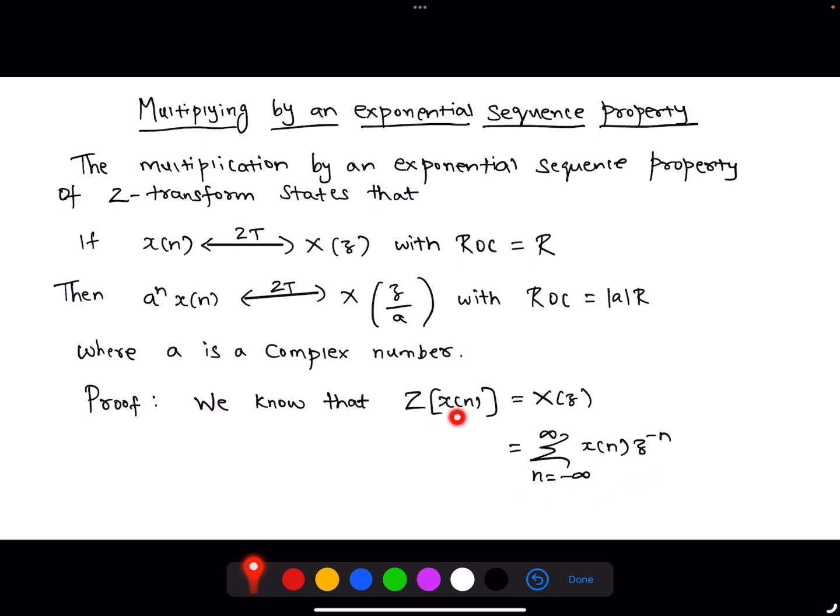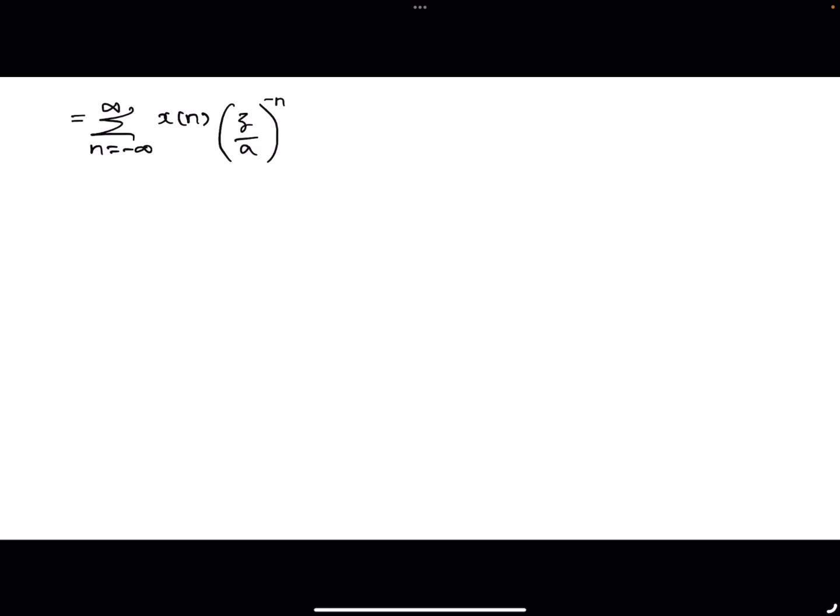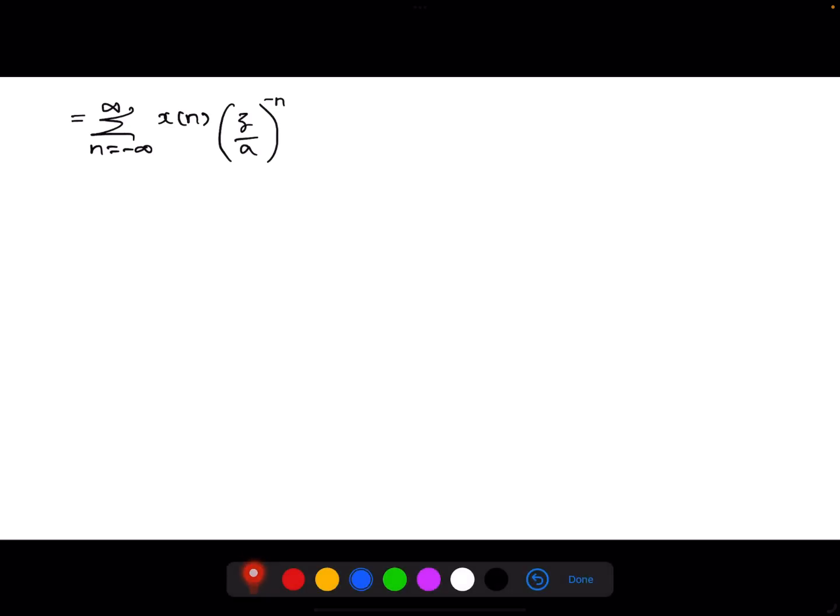Now in place of x of n, we need to replace a to the power n into x of n. If you do so, what will be the answer? We will just see this. So how do we get this? Let me tell it here. Summation n equal to minus infinity to plus infinity, instead of x of n, we have a to the power n x of n into z to the power minus n.